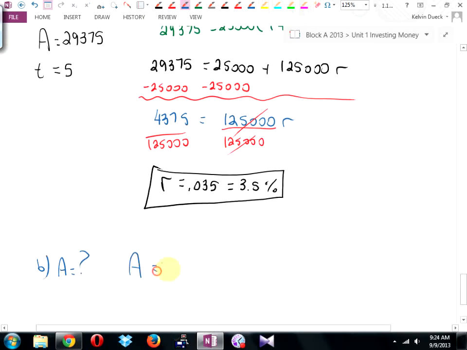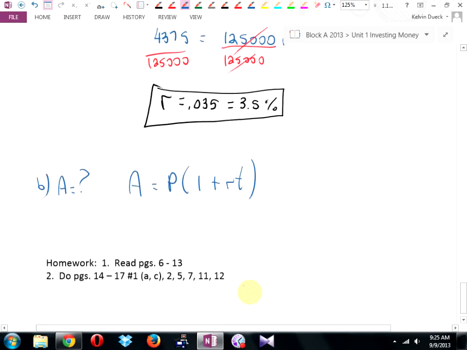Where the final amount equals the principal, 1 plus little rt. Where the final amount equals, the principal was $25,000, 1 plus, and this is why I had to do, Caitlin, the Part A first. I did the interest rate, otherwise I'm stuck here, but I got the interest rate now. It's 3.5%, or as a decimal, 0.035, and 4.5 years.